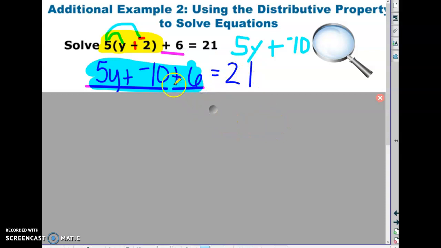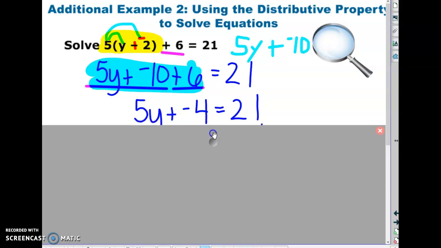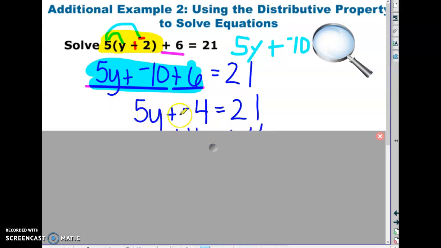Second step, I'm going to look: is there anything highlighted in blue here that I can put together? Oh yeah, I can put negative 10 plus 6 together, and that's going to give me a negative 4. So if I were to simplify one more time, I would have 5y plus negative 4 is equal to 21.